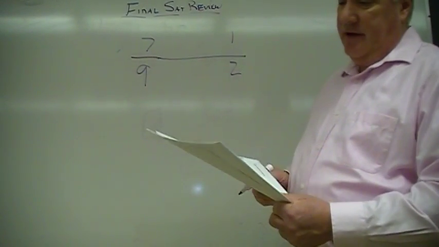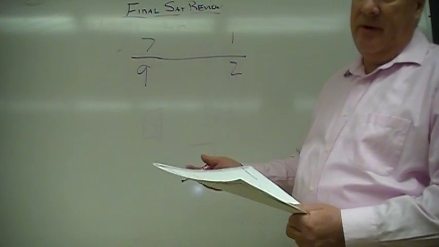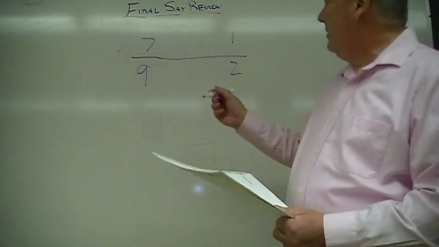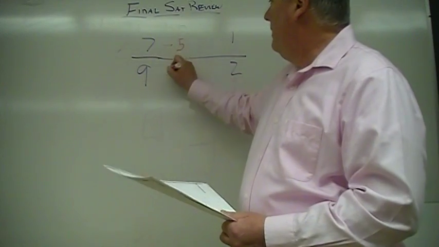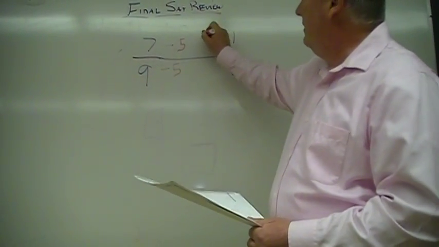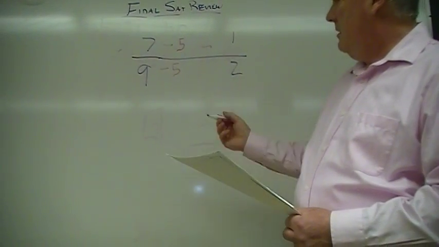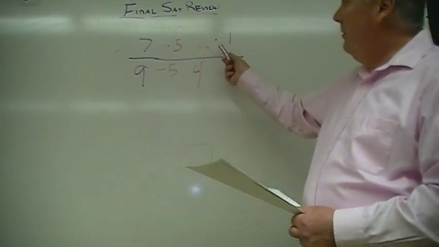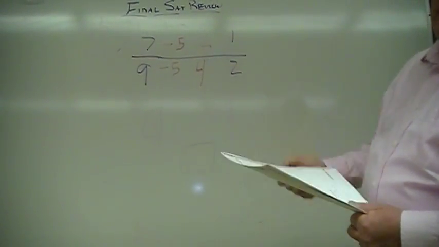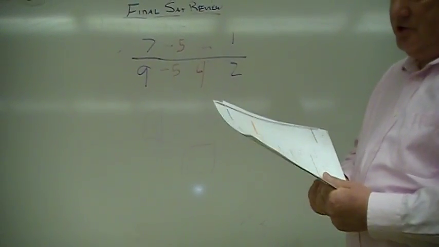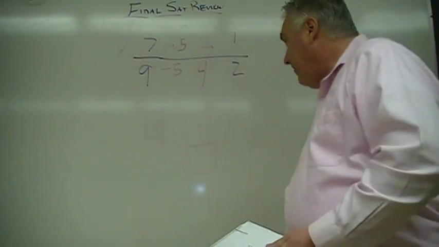Negative 5, because I really don't want to get to the fractions. It could be one of the fraction answers, but I'm going to try my whole numbers first. So minus 5, minus 5. 7 minus 5 is 2. 9 minus 5 is 4. And 2/4 is equal to 1/2. So for number 26, our answer is G, minus 5.